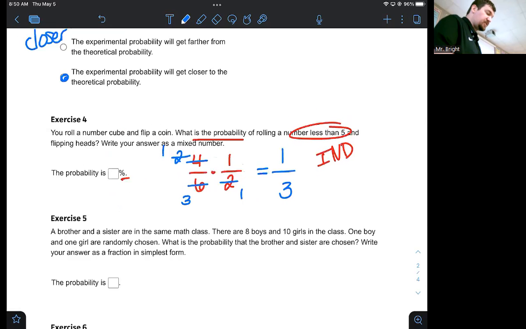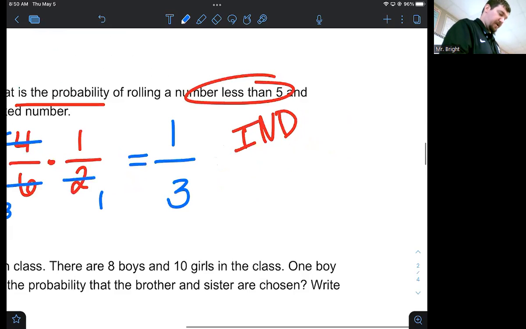Now, it wants our answer as a percent. I would be fine with this answer of 1/3 because that's accurate. But it wants our answer as a percent. So how do you change a fraction to a percent, Lucas? Yeah, change it to a decimal first. Top divided by bottom. Lucas, what is 1 divided by 3?